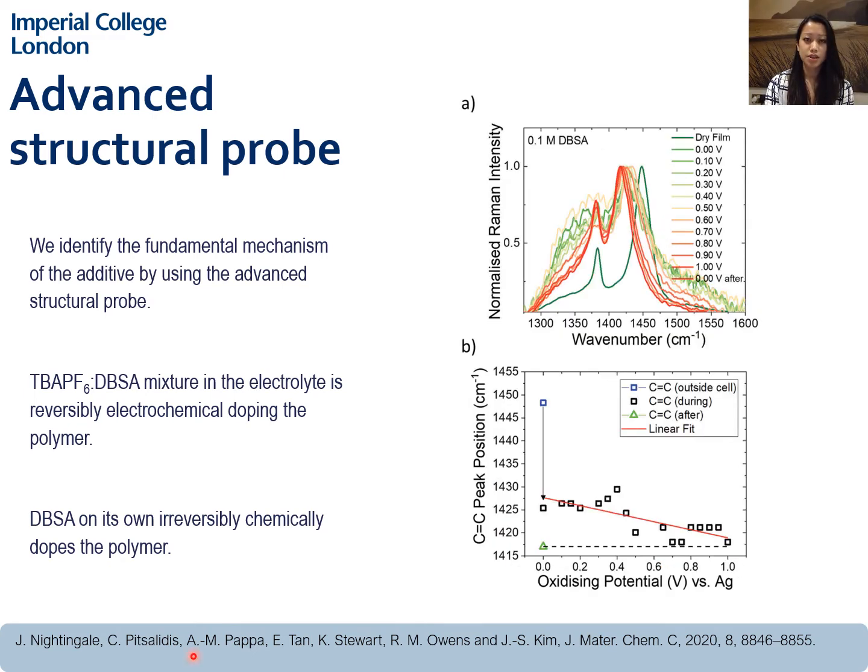However, DBSA on its own, without another salt in the electrolyte, actually irreversibly chemically dopes the polymer, and this is seen here in the spectral changes where even at 0 volt you see a polaron signature which remains during and after the electric field is applied.